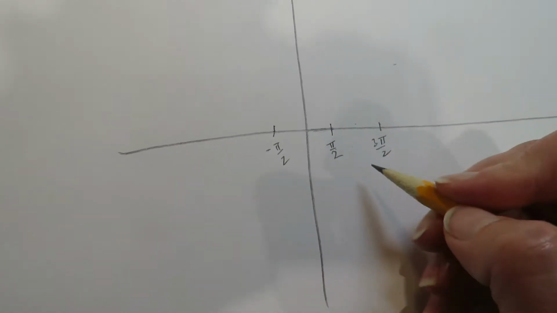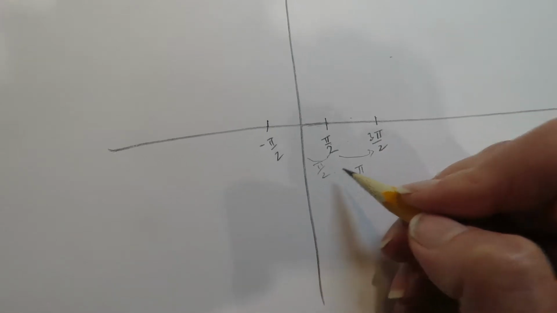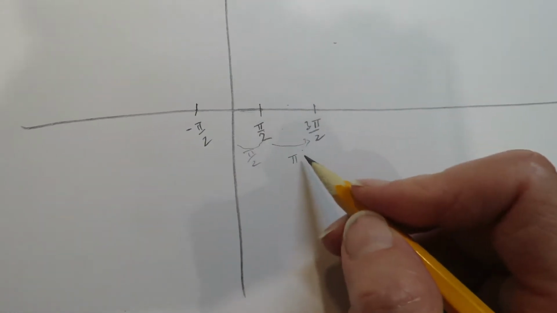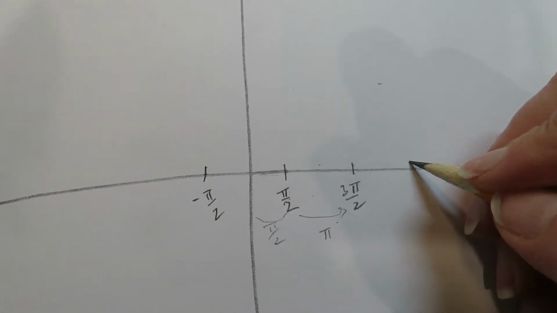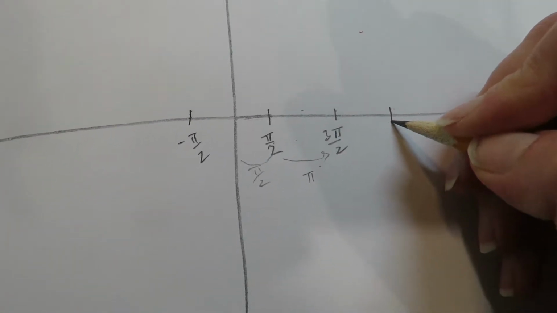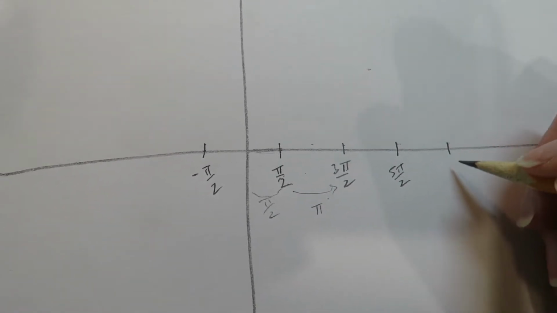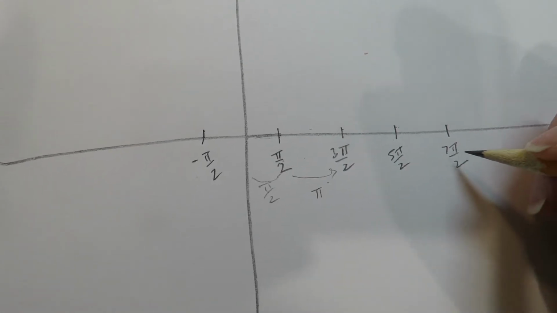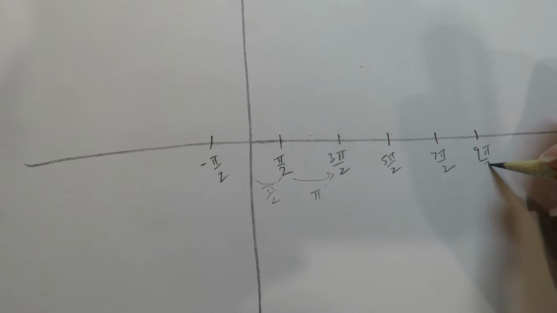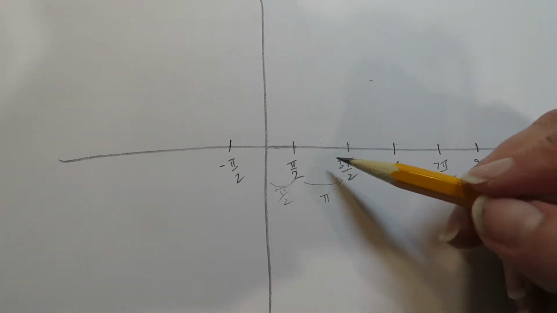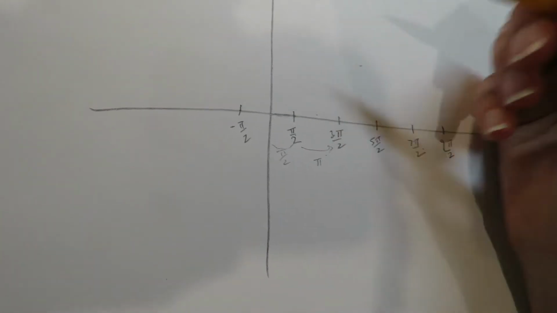We're jumping a whole pi. The distance from here should be pi. The distance from here to here is only half a pi. So this should look twice as big as this space. All right, now I'm going to jump another pi. Now we're at 5 pi over 2. Then I'm going to jump another pi, 7 pi over 2. Then another pi, 9 pi over 2. I got the pi over 2, 3, the 5, the 7.